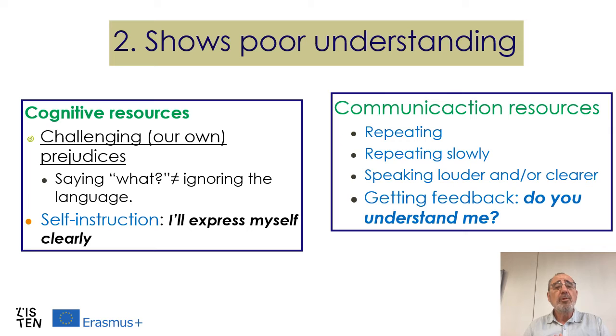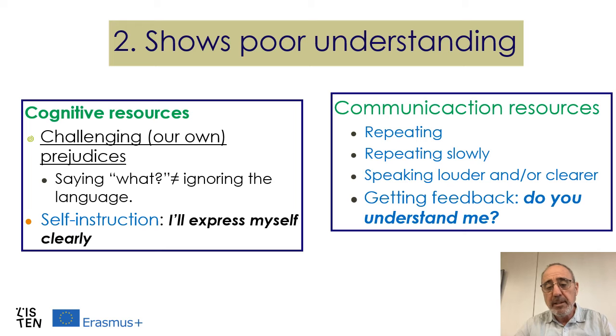Then what happens if someone shows poor understanding? For example, says sorry or I beg your pardon. So the cognitive resources are also very simple, and again we've got to challenge our own prejudices. Saying what, asking for a repetition, doesn't mean necessarily ignoring the language. So the self-instruction could be just I'll express myself clearly, and the communication resources would be just repeating, or even repeating slowly, speaking louder and clearer if necessary, and maybe getting some feedback. Do you understand me, for example? It's pretty simple, and with that we can also overcome this second layer without renouncing to speak our own language.